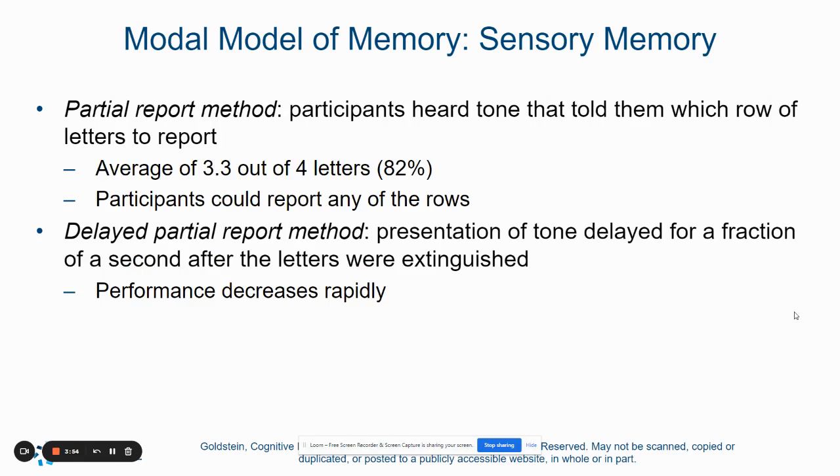The partial report method says that participants heard a tone that told them which row of letters to report, and that was about 3.3 out of 4 letters. And then the delayed partial report method found that when a tone was included for a fraction of a second after the letters were extinguished, their performance decreased rapidly.